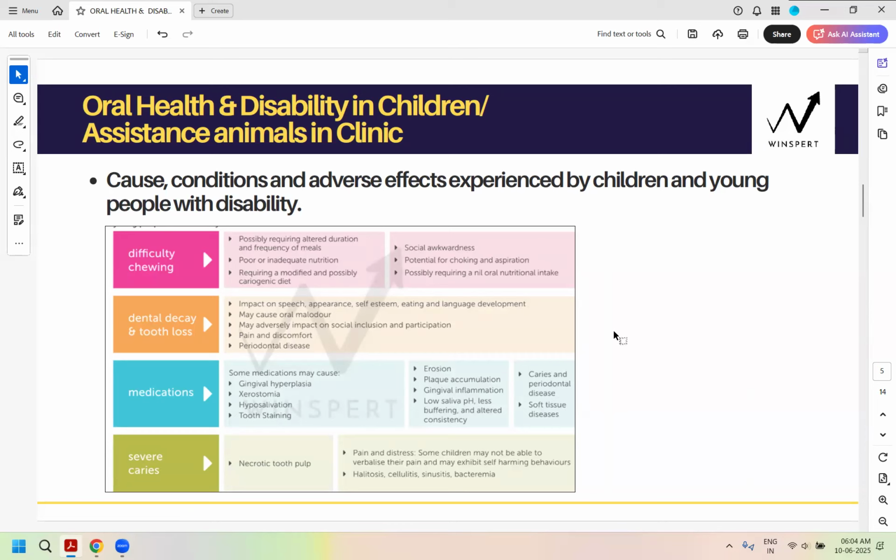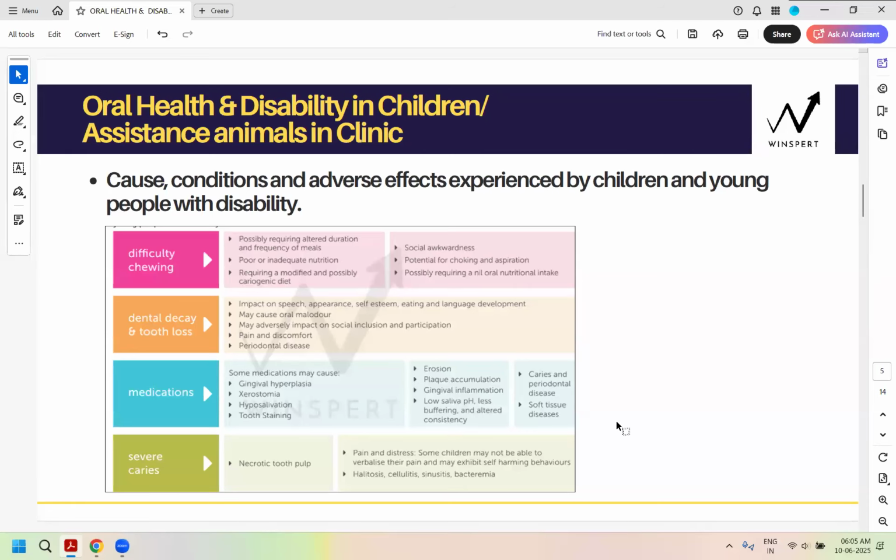Then the acidic medications. If they have asthma, they're taking their bronchodilators and the pH is low, that leads to erosion of teeth, plaque accumulation, periodontal disease like gingivitis, periodontitis, extensive caries experience, and soft tissue diseases. Lower saliva can also lead to mucositis and altered taste sensations. All the side effects of dry mouth can also be seen.